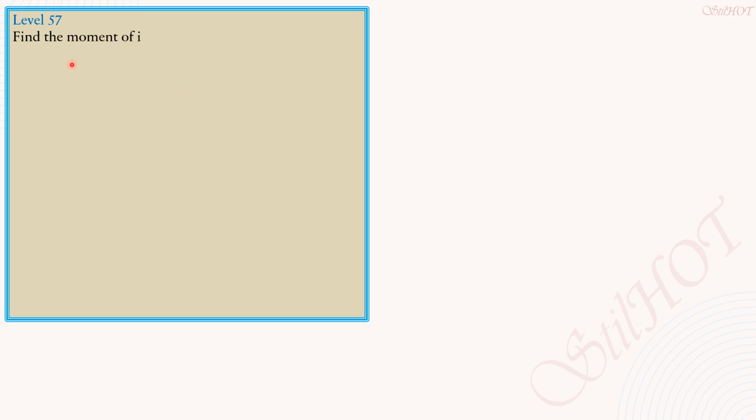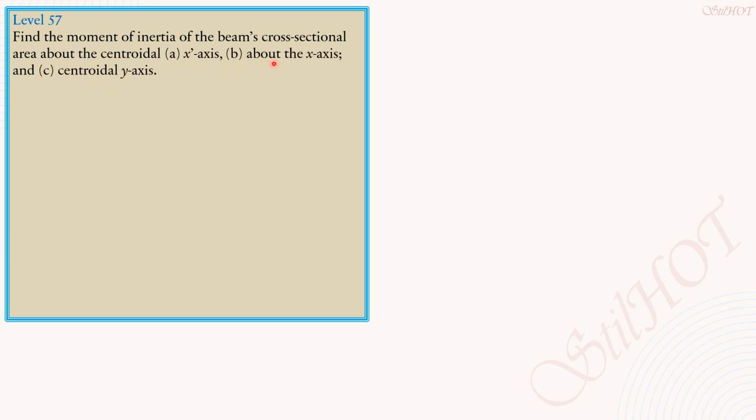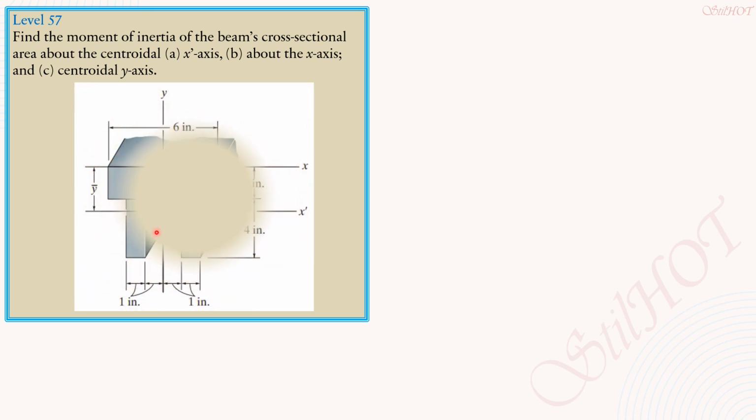Level 57, find the moment of inertia of the beam's cross-sectional area about the centroidal X prime axis, then letter B about the X axis, it's not the centroid, and C, centroidal Y axis. So centroidal X prime axis, this is the centroidal axis through C. Then with respect to the X axis, not the centroid, then centroidal Y axis. The Y axis is also the centroidal Y axis from the figure.